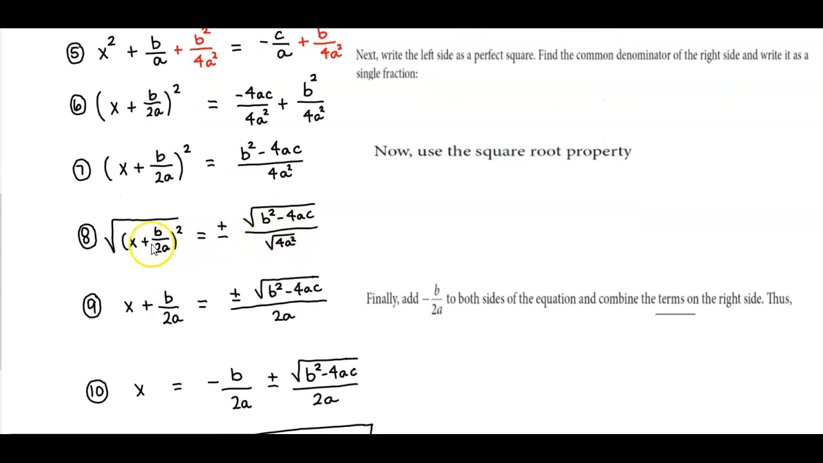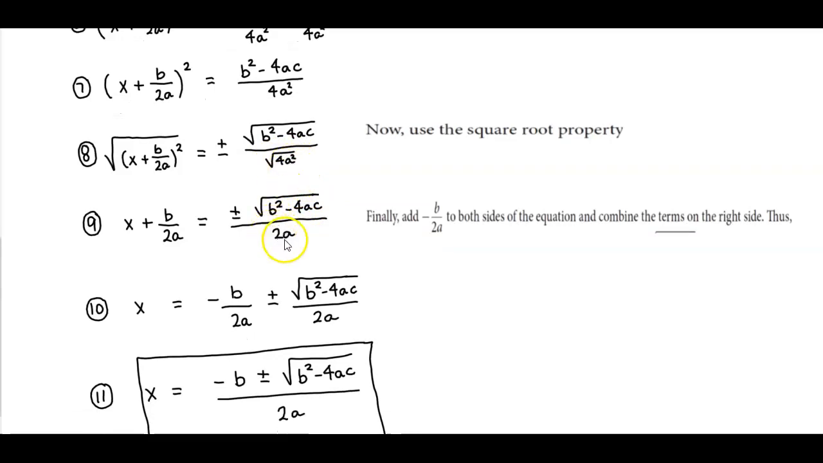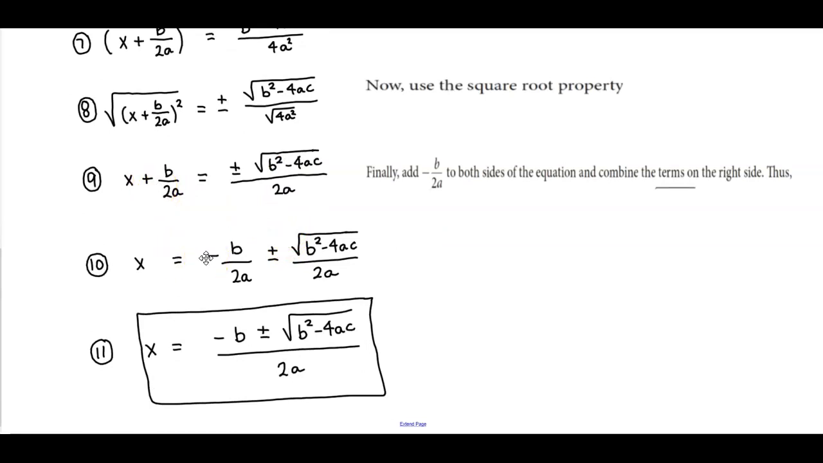Then we're going to use the square root property. So take the square root of both sides. So we have x plus b over 2a, which is equal to plus or minus the numerator, which is the square root of b squared minus 4ac. And when you take the square root of 4a squared, you get 2a. And then we're going to subtract b over 2a from both sides. And since they share a common denominator of 2a, we can write this as x equals -b plus or minus the square root of b squared minus 4ac, all over 2a. And you recall, that is the quadratic formula.